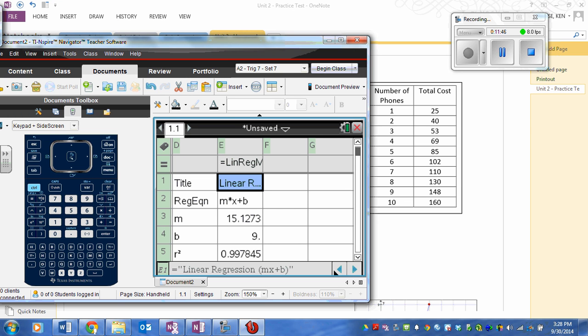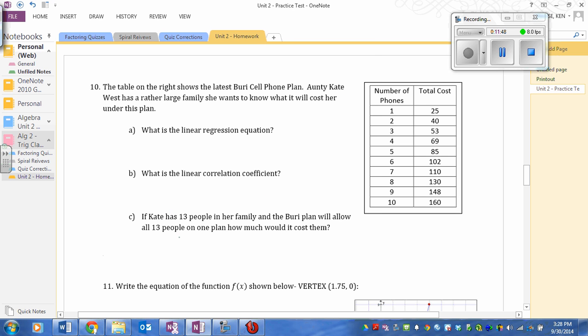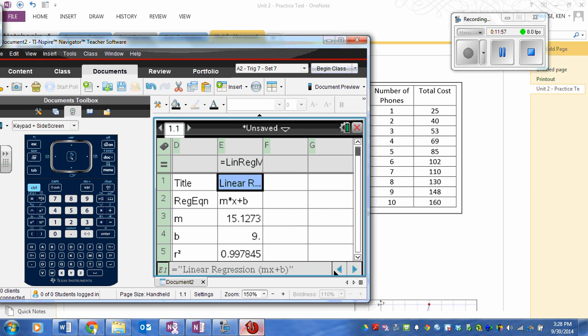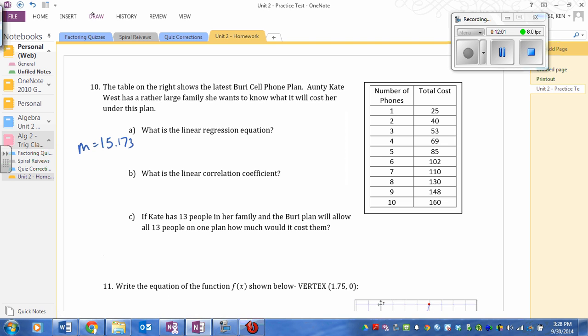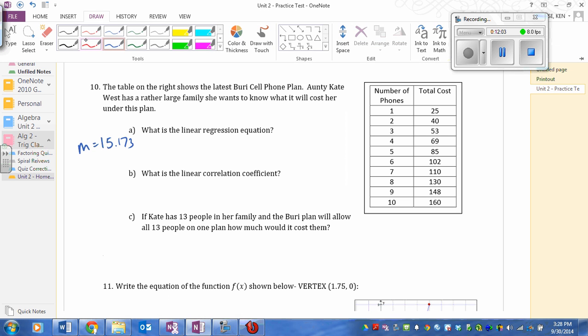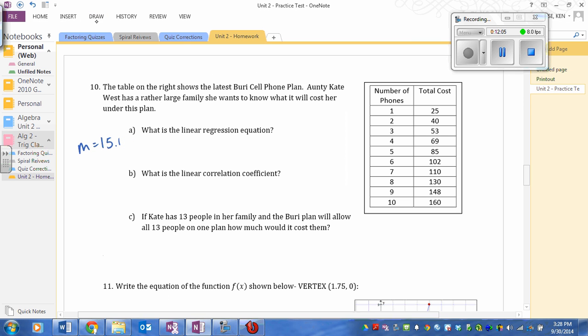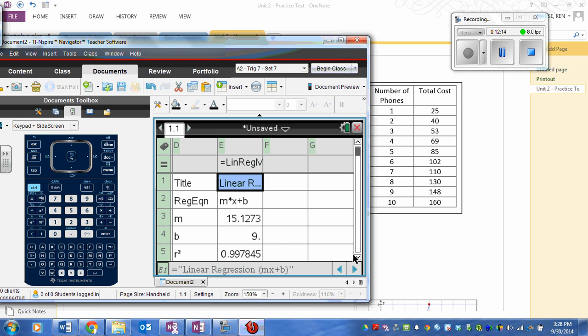So M is 15.1273. 15.1273. And the B looks like 9. And the correlation coefficient is 0.9989.